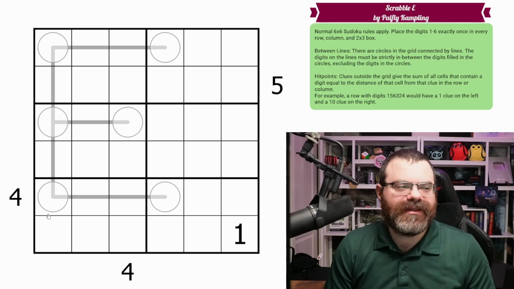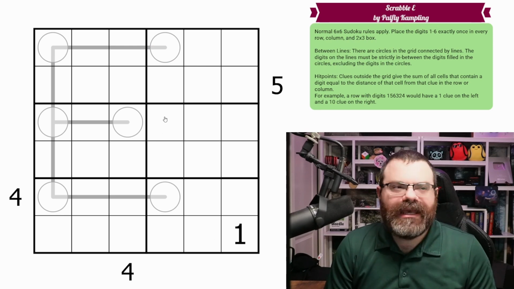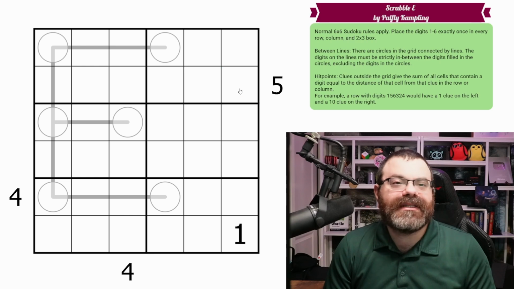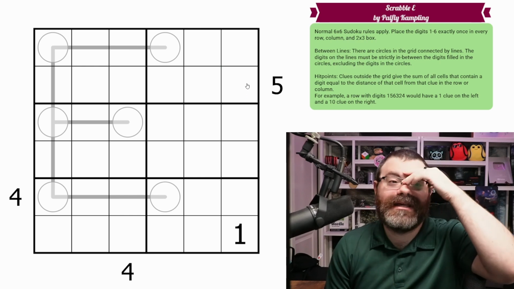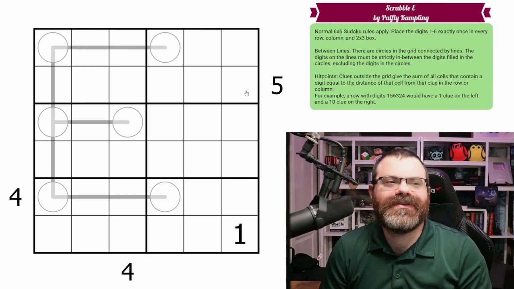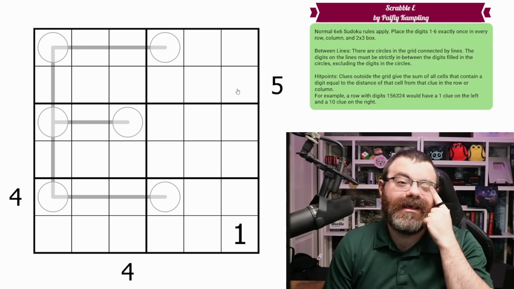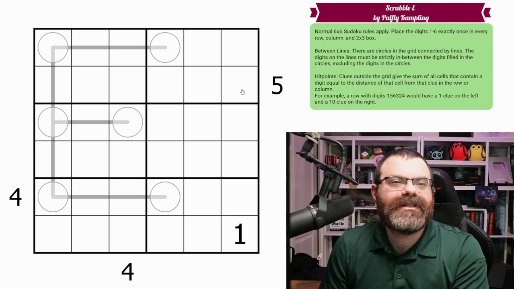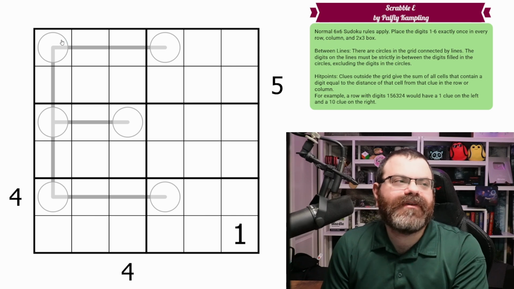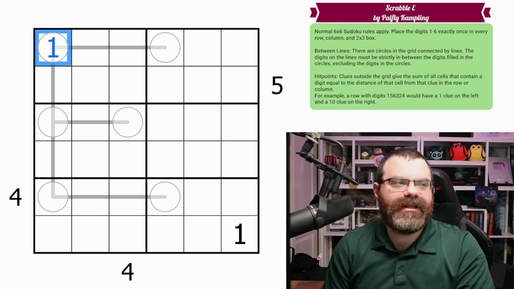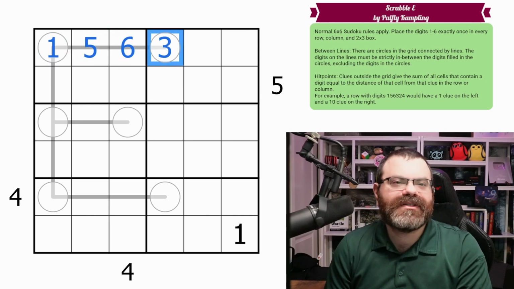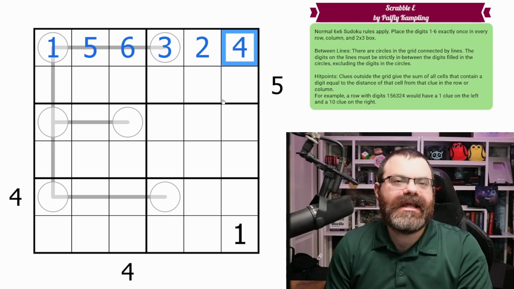So that's these clues outside the grid, this 4, and this 5 here. The way that works is, I haven't seen this before, so it took me reading this rules wording a few times to understand it. But we do have an example. So let's do the example first. A row with digits 1, 5, 6, 3, 2, 4 would have a 1 clue on the left and a 10 clue on the right.